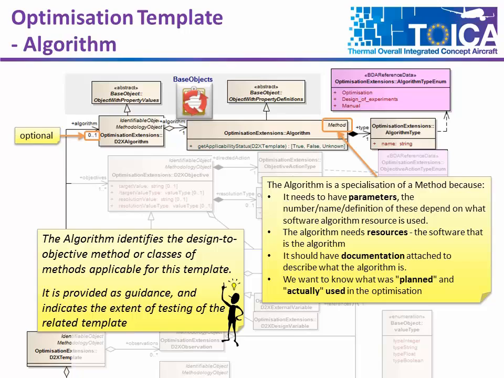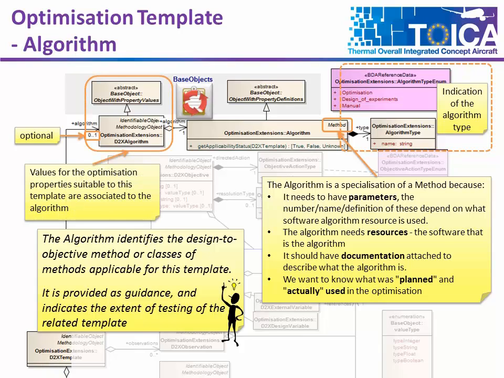An algorithm is a method, and the reasons for it being a method are listed here. However, additionally to the method characteristics, it can have property definitions, e.g. a genetic algorithm has properties for population size, mutation rates, etc. It has a type, and for the template values for the algorithm, these can be set as suitable values for the template.